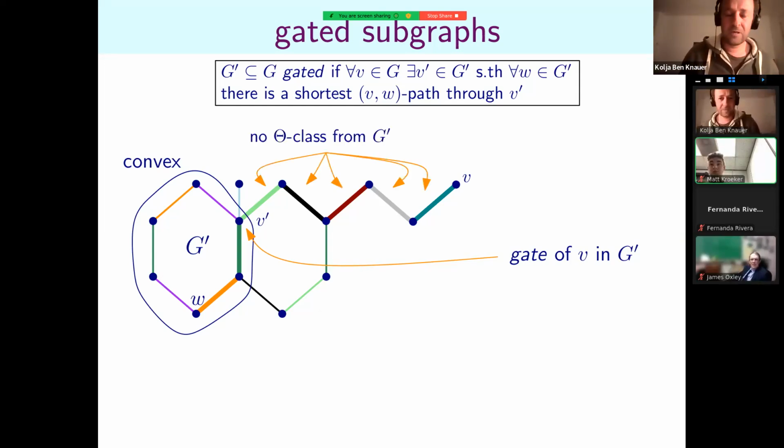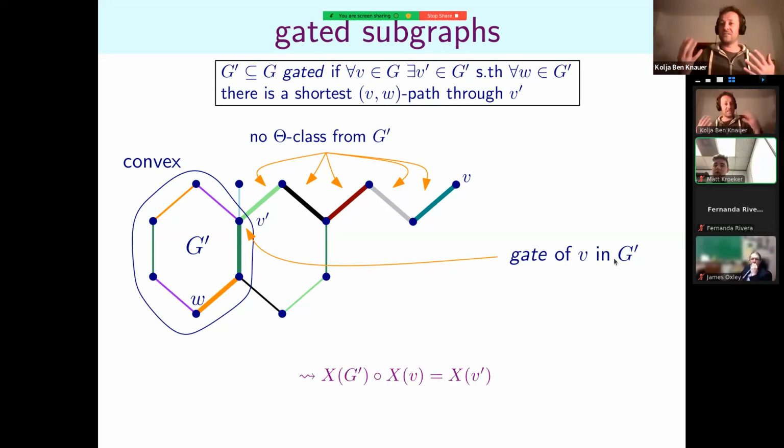And what it means to be a gate is that on this path, I cannot have any theta class that is also in G prime, because otherwise, if I would go through this path to the gate and then somewhere on the other side of this theta class in G prime, this wouldn't be the shortest path anymore, because it would use the same theta class twice. So that's a special property that you have in partial cubes.